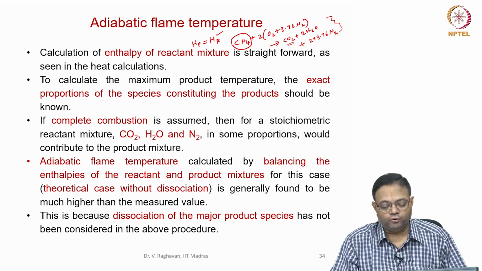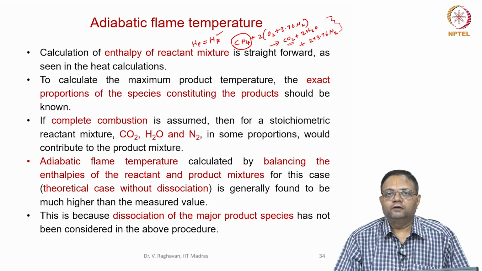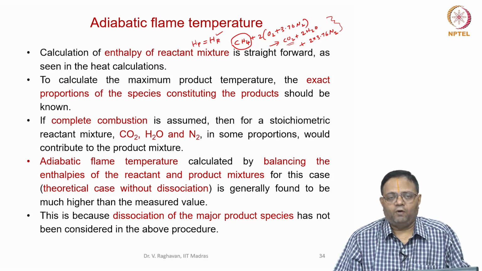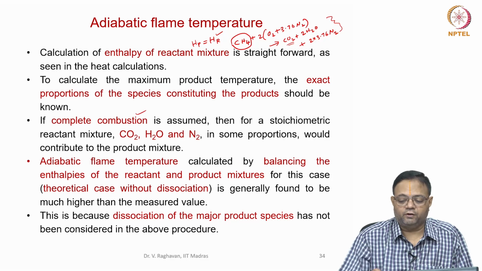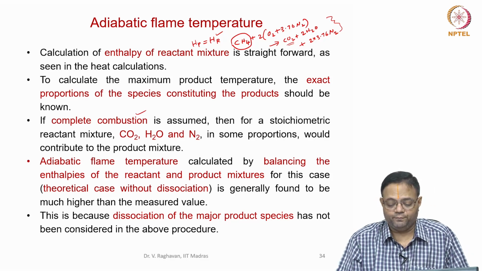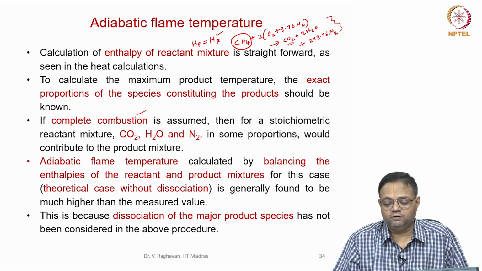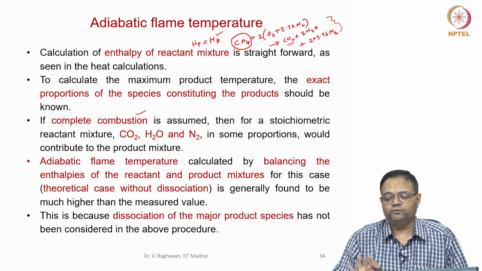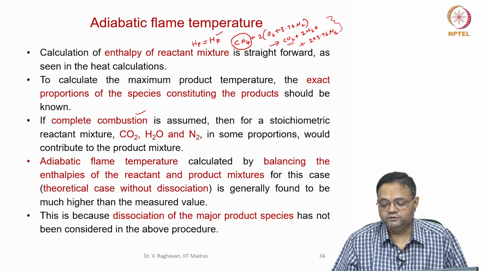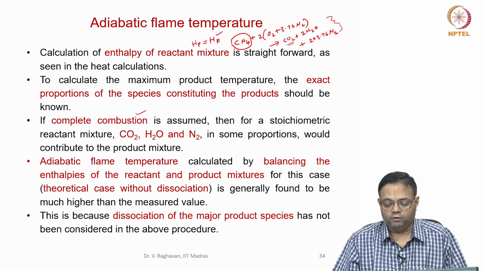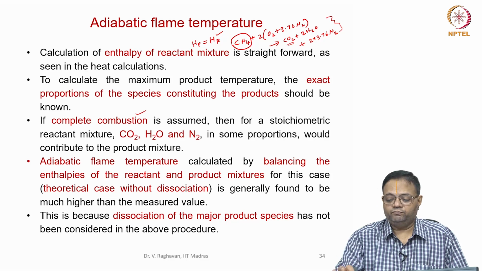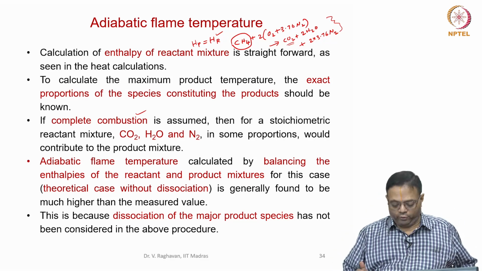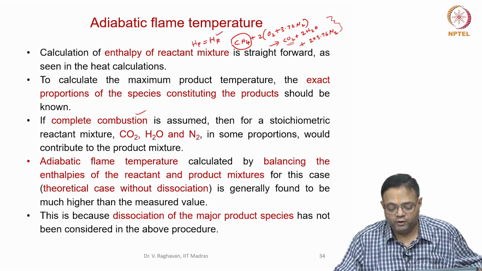So it is not easy to consider that. As a first trial, what I can do is assume complete combustion. That's what I have demonstrated here. Consider complete combustion: CO2 is formed, but it is intact, it is not going to dissociate. H2O is formed, again it is very stable, and so on. Now I can find the temperature by balancing the statement HR equal to HP and considering some temperature.